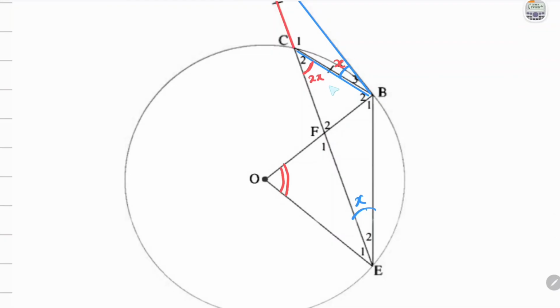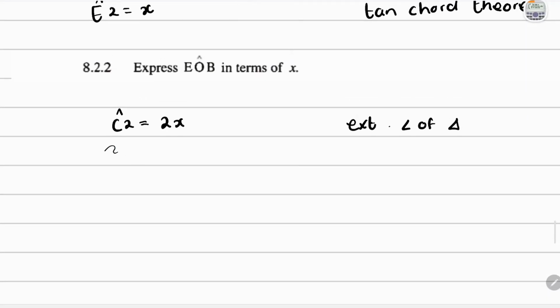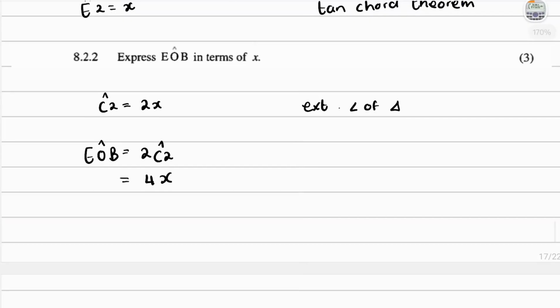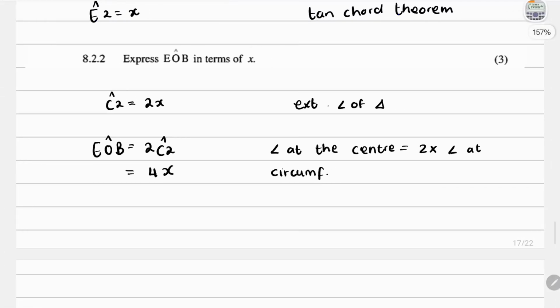Okay, and now that we know that, if this is 2x, then this angle over here, this is the angle at the center. It is the one that is twice the size of the angle at the circumference. So if this is 2x, this is 4x. That's the bigger one. So tell them that this angle that they asked us to find, angle EOB, is equal to twice the size of angle C2. So it is equal to 4x. It's like substituting. And that is because the angle at the center is twice the angle at the circumference, supported by the same chord or arc. And that is our answer.